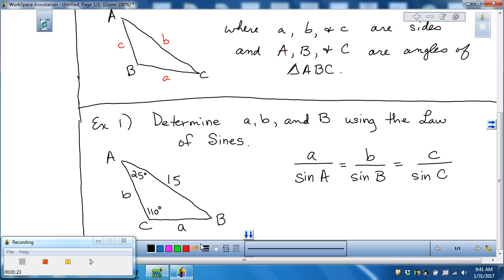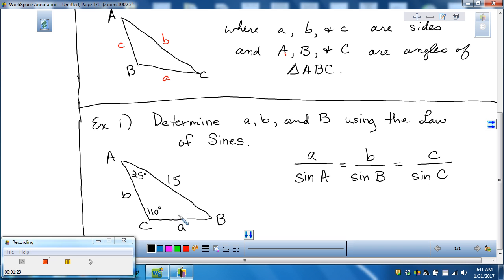First thing we're going to do is we're going to locate the ratio where we know both of the values. When you're using law of sines, you have to have one of your ratios where you know both of the values. And you always have to know at least one angle. If you don't know at least one angle, then you can't use the law of sines.